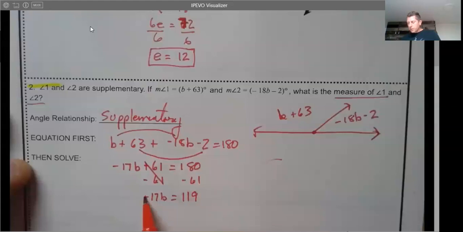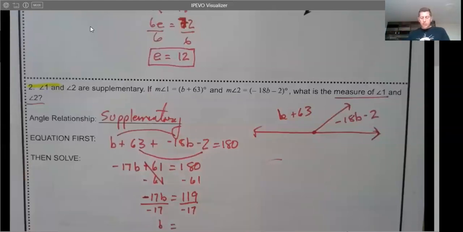Now I have this negative 17, so I need to be careful. I have to divide by a negative 17. Negative 17, and b is going to equal, let's calculate this bad boy up. 119 divided by negative 17. That's going to be a negative 7.